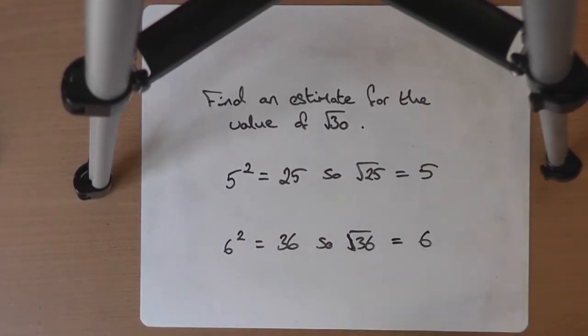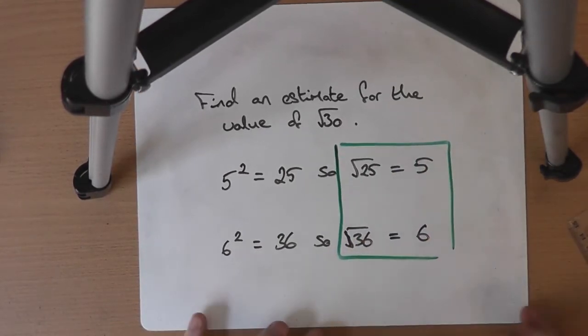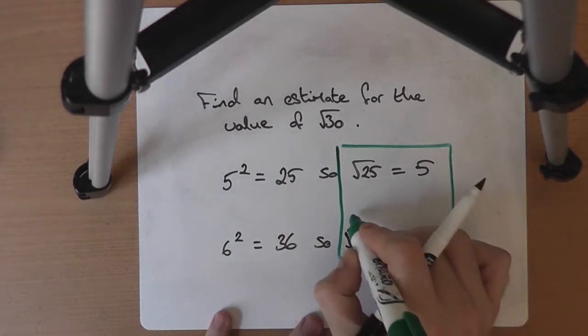And these are the key things here. The square root of 25 is 5, and the square root of 36 is 6. We are not interested in 25 or 36 though, we are interested in the square root of 30.